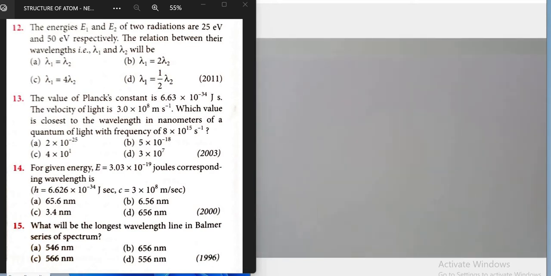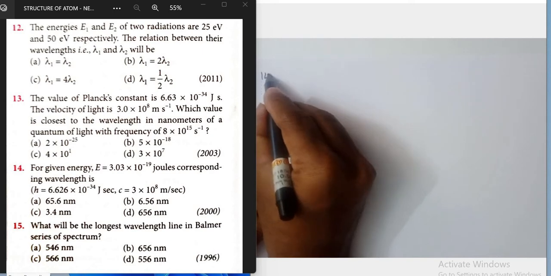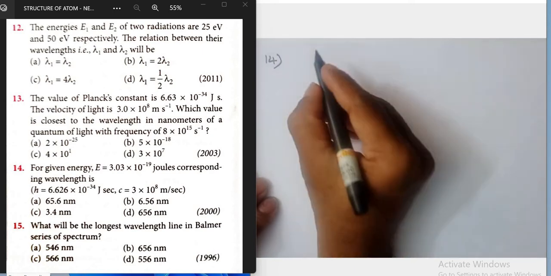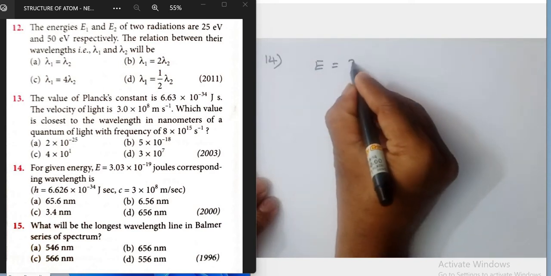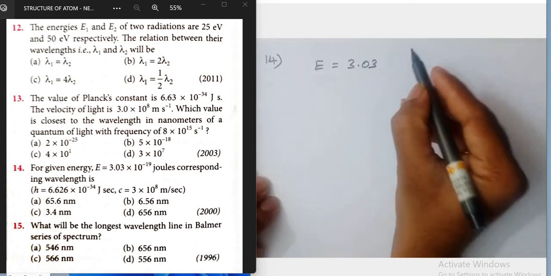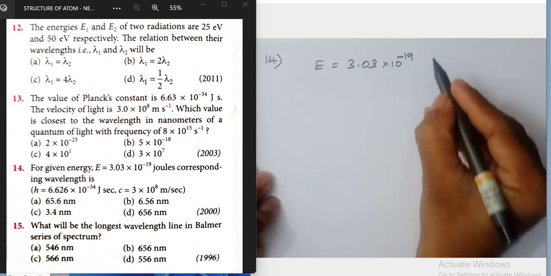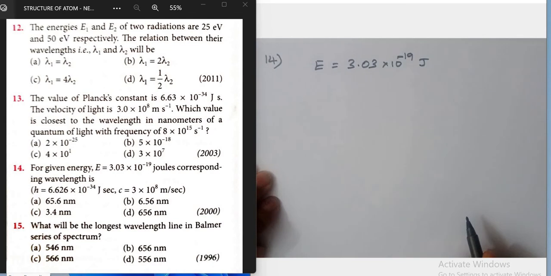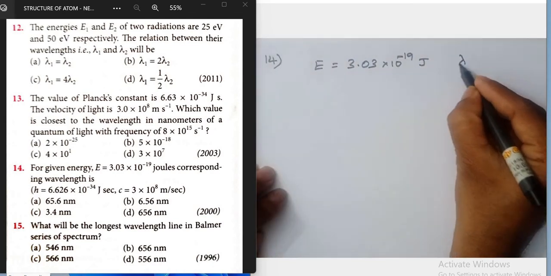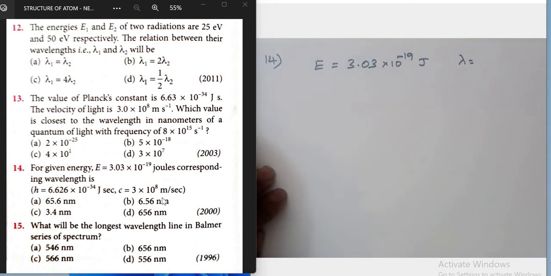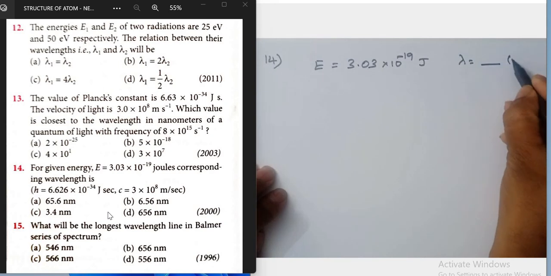Question number 14. For a given energy E, the value is given: E is equal to 3.03 into 10 to the power minus 19 joules. They are asking for the corresponding wavelength. In all the options A, B, C, D, the wavelength is given in nanometers, so they are asking for the wavelength in nanometers.